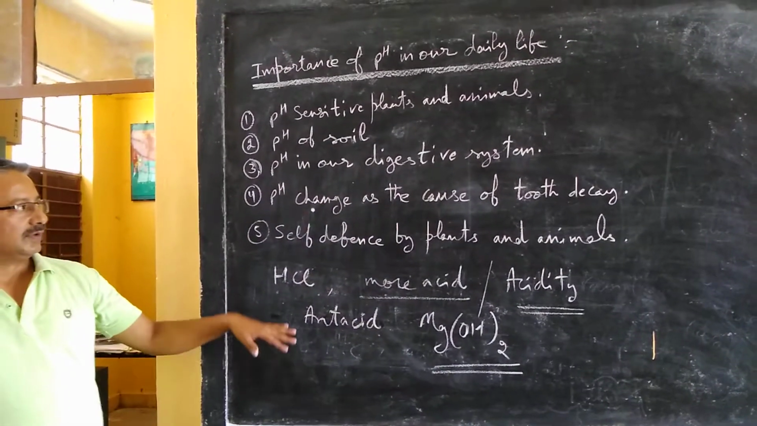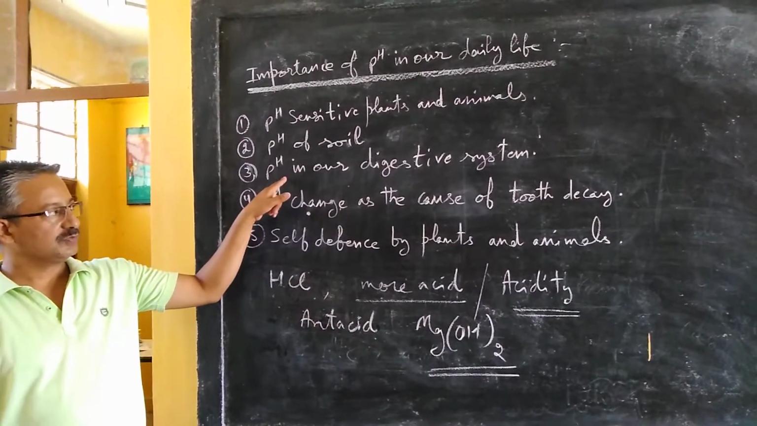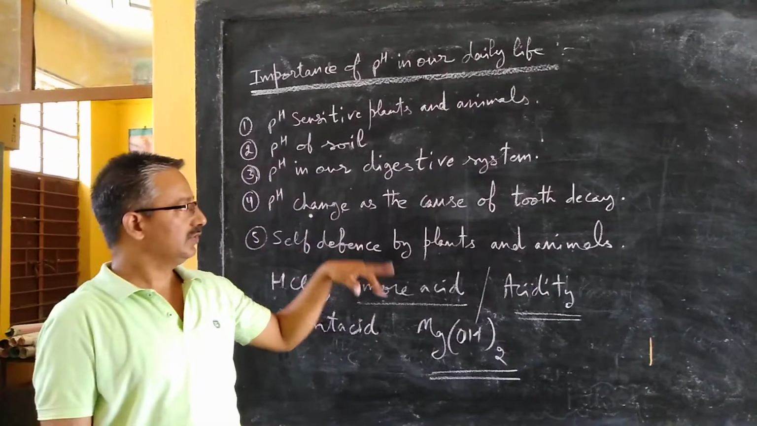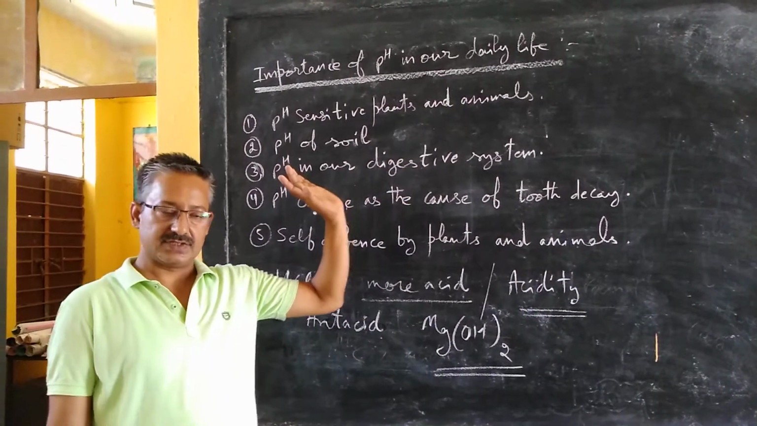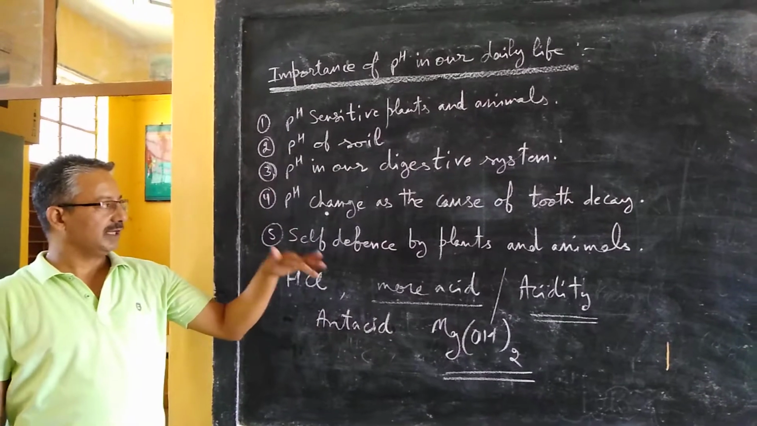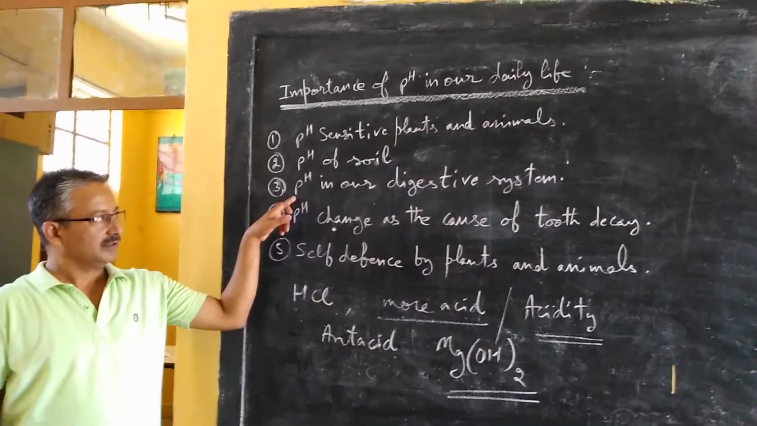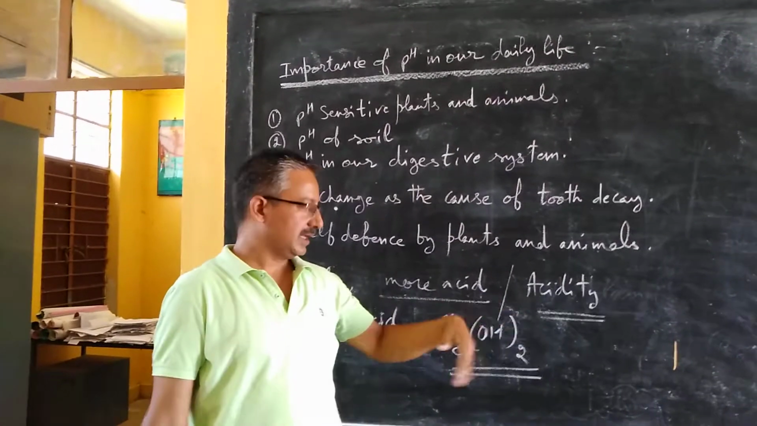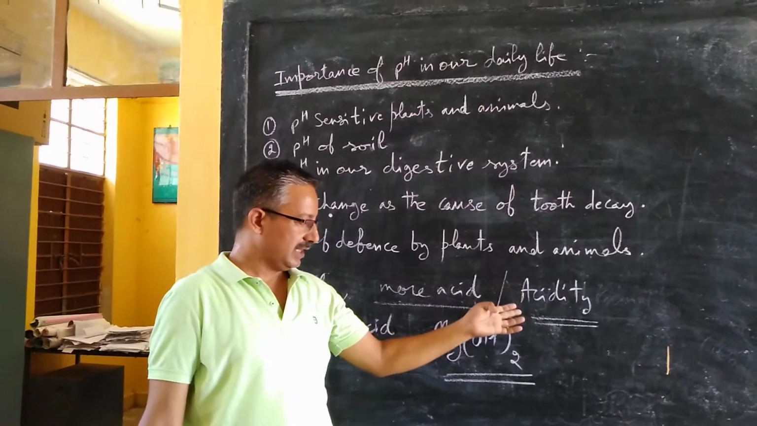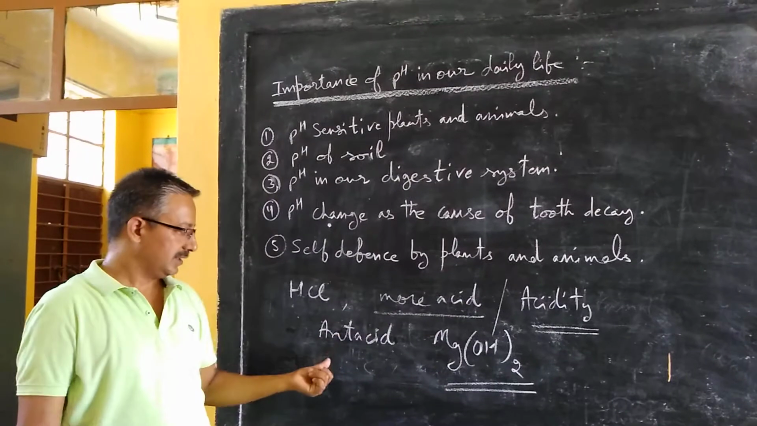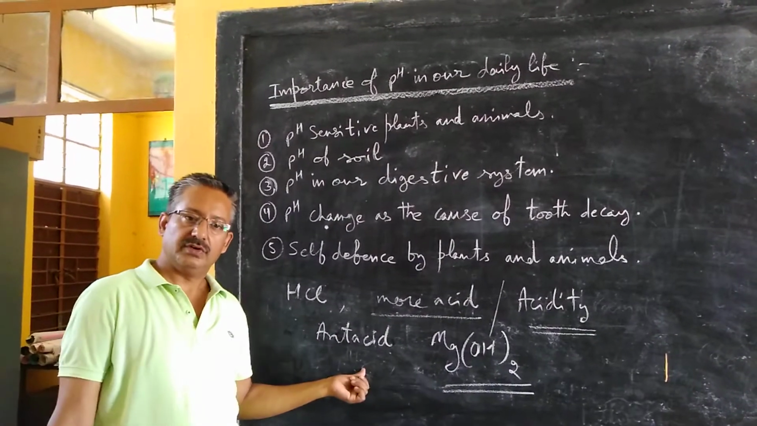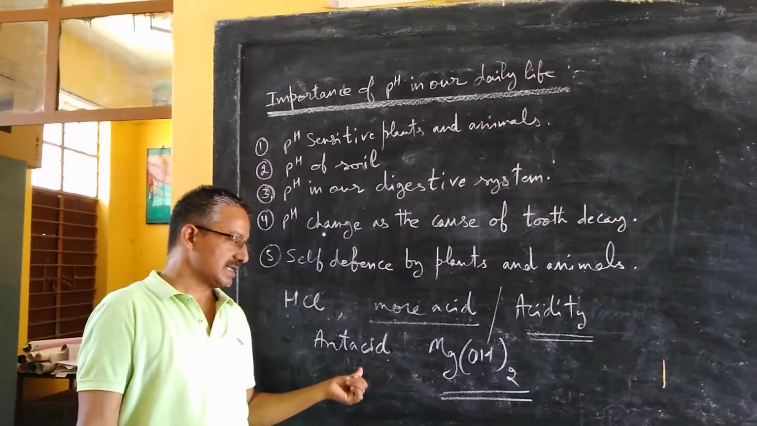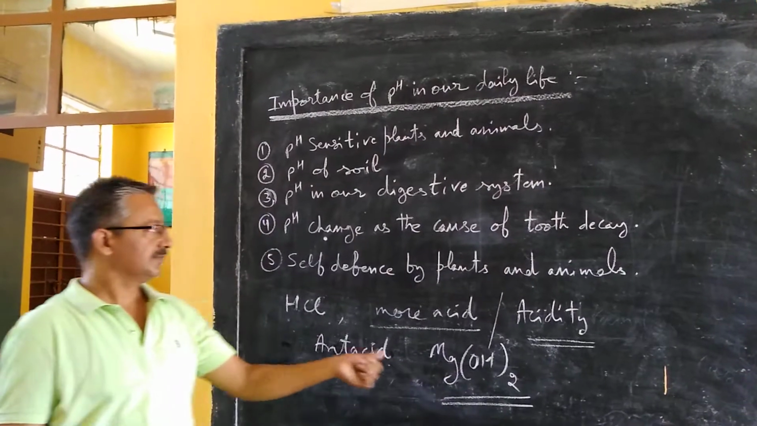So, pH also plays an important role in our digestive system. Its level should be maintained properly so that there is no problem of acidity, and in case there is an acidity problem, then it can be corrected by the use of some proper antacid, just like magnesium hydroxide.